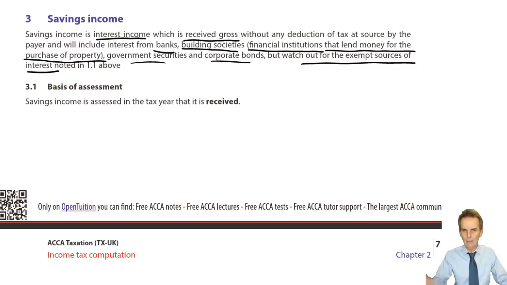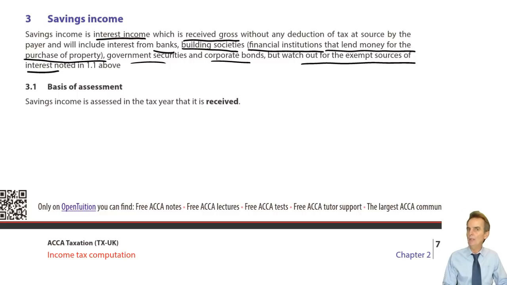For example, the interest on the National Savings and Investment Certificate, their interest income received, or indeed any interest from an ISA, an individual savings account. If in section C you have exempt sources of income listed, you have to prepare the income tax computation, state why you've left those out of the computation, specifically stating they're exempt.